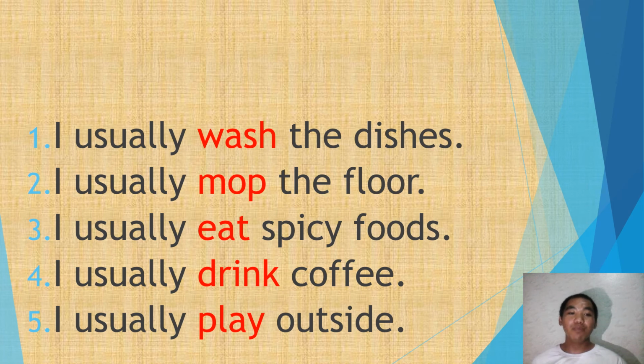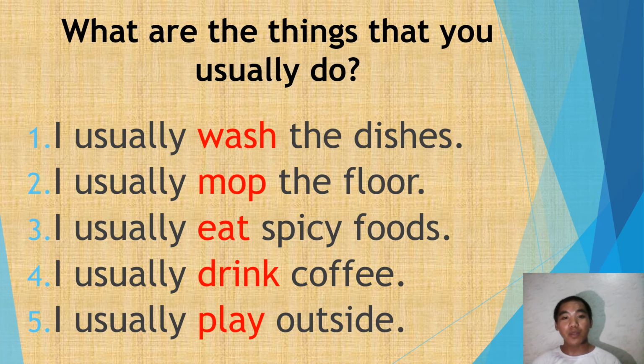Okay, so to understand more on how to use usually in a sentence, I have here some examples. So what are the things that you usually do? Okay, for example, here in number one, I usually wash the dishes. I usually mop the floor. I usually eat spicy foods. I usually drink coffee. I usually play outside. Okay, so the verbs here were wash, mop, eat, drink, and play. So you are going to use usually if you do these action verbs.